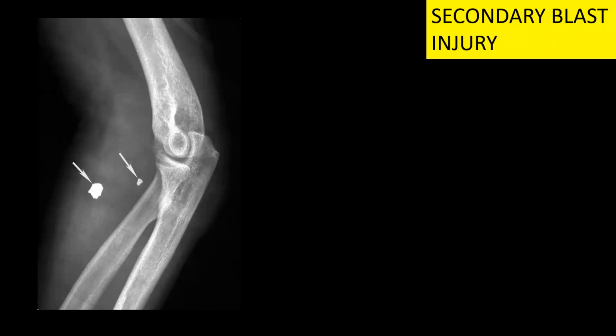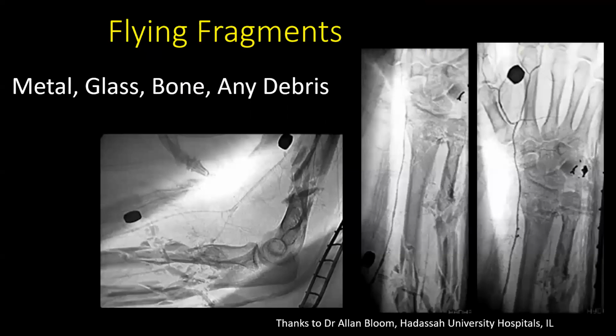Flying fragments can also fly into soft tissues, and there can be multiple fragments associated with soft tissues which are difficult to work out. So there may be metal, there may be glass, there may be bone, and the bone may come either from the patient themselves, or it may come from someone who was standing next to the patient. And in general, there may be any types of debris whatsoever within the soft tissues of the patient.